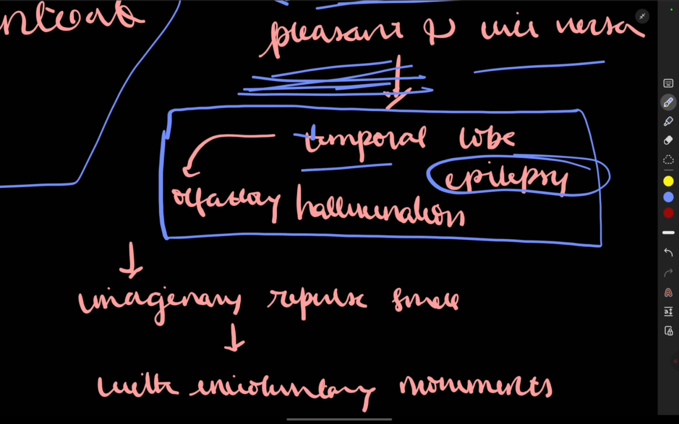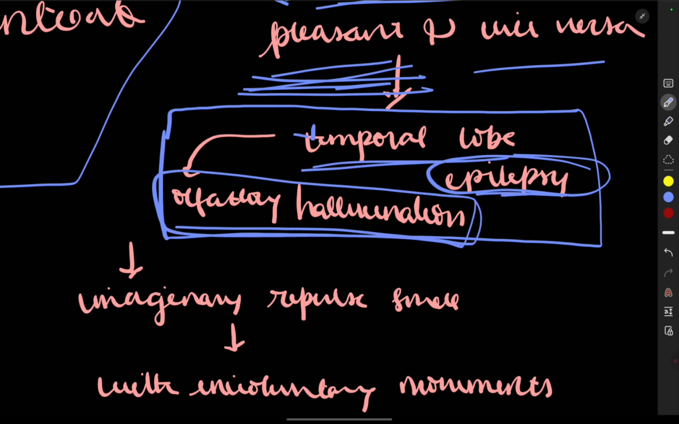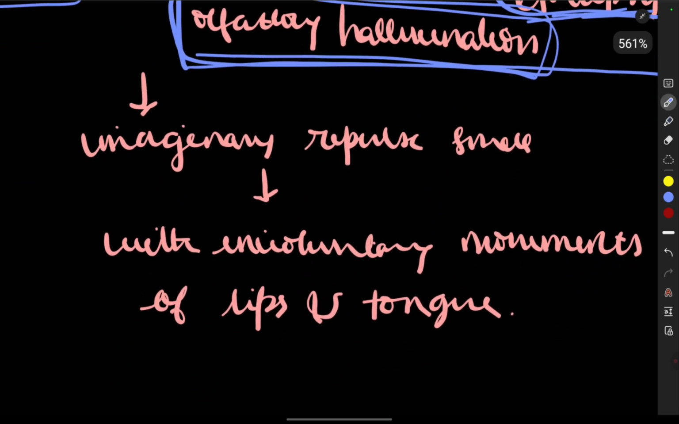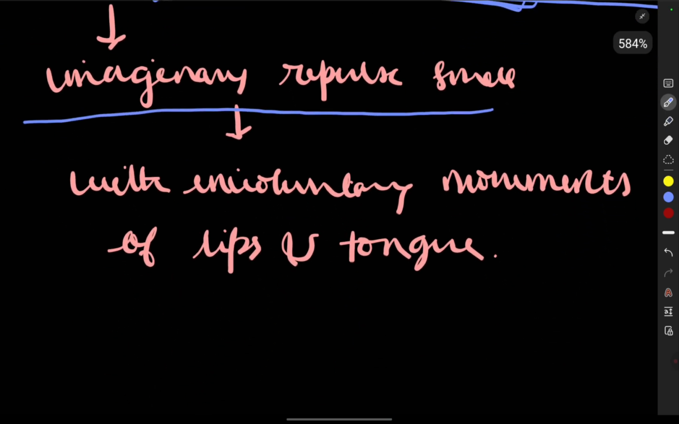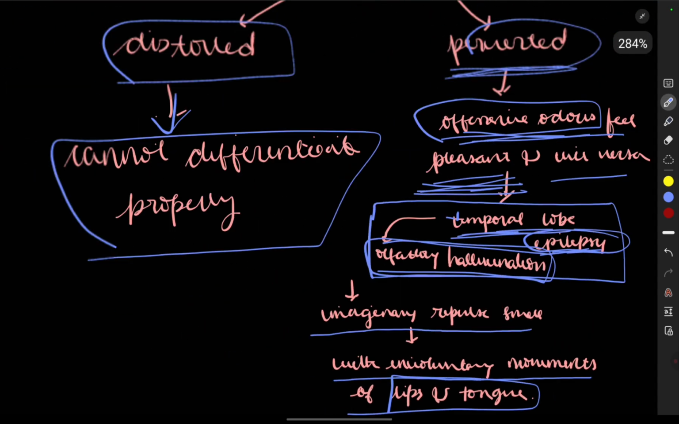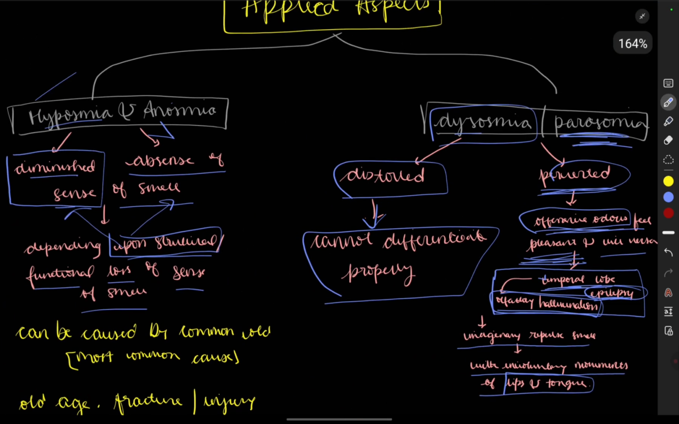The temporal lobe is present there. Temporal lobe epilepsy also causes olfactory hallucination. Hallucination is imagining or seeing something, or listening, or smelling something that actually doesn't exist. It is due to temporal lobe epilepsy: an imaginary repulsive smell with involuntary movements of lips and tongue. So this is about the applied aspects of hyposmia, anosmia, dysosmia and parosmia.